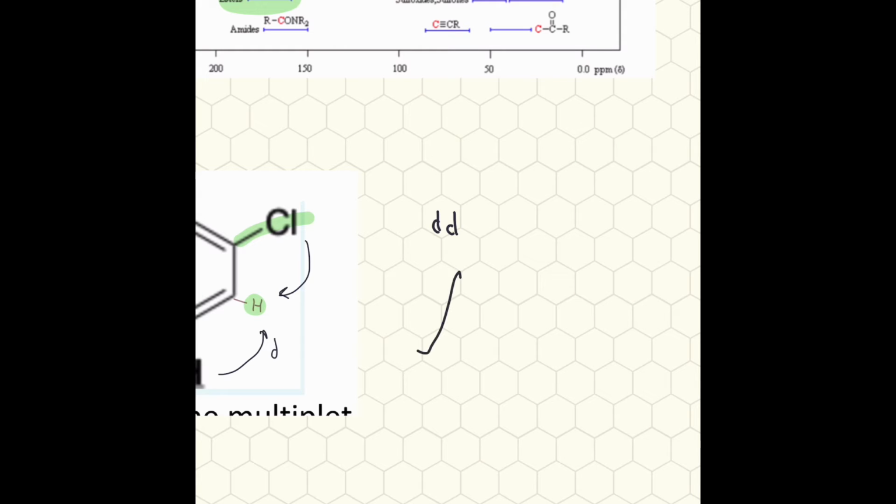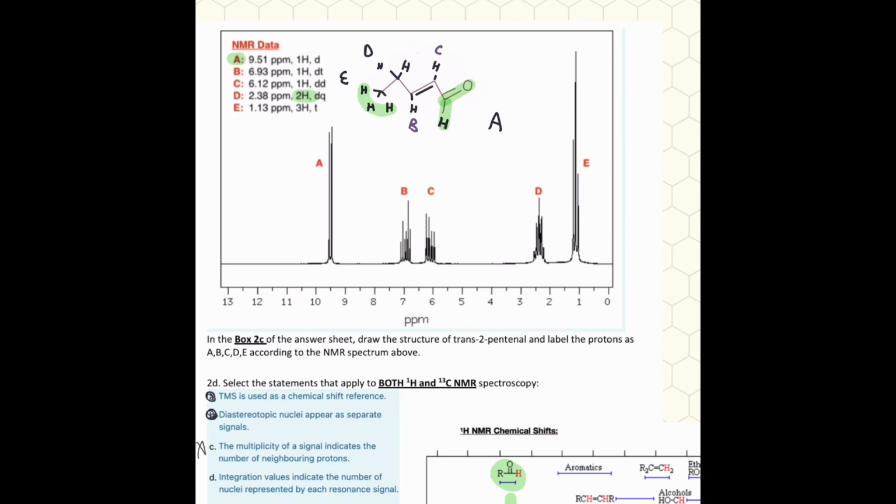And to draw this out, we just do like this. And here it is, our doublet of doublets.